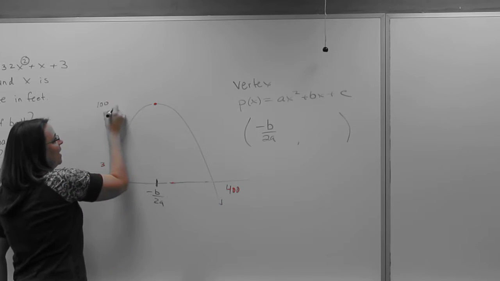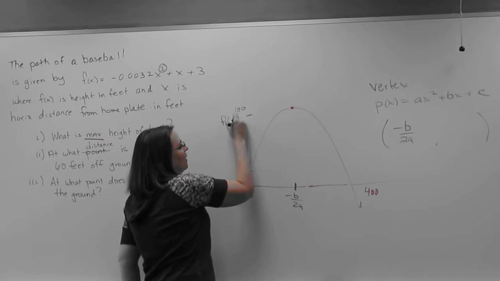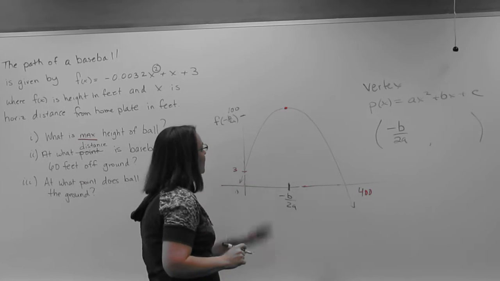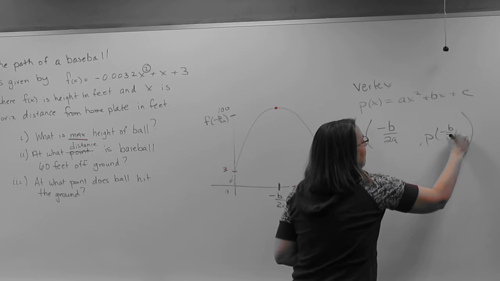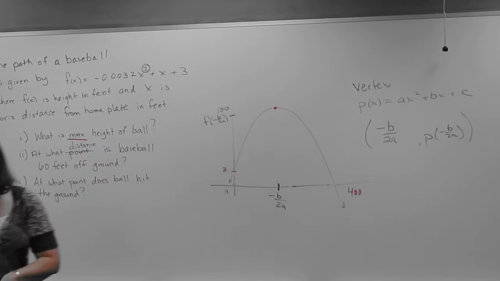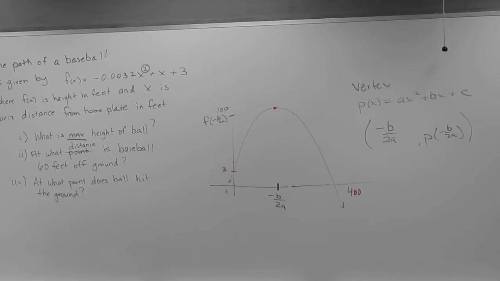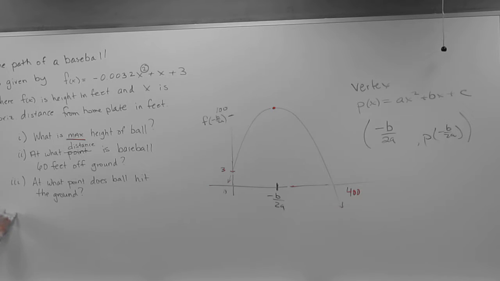And then how do we get that height? Well, we have to plug that opposite B over twice A back into the formula. But there's a strategy for part 1. Opposite B over 2 times A.